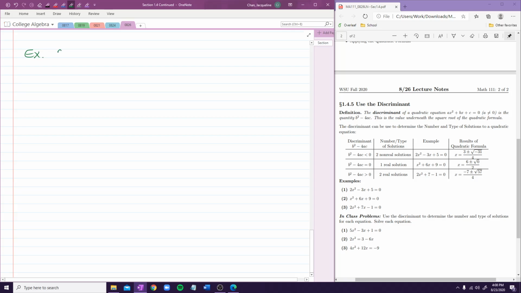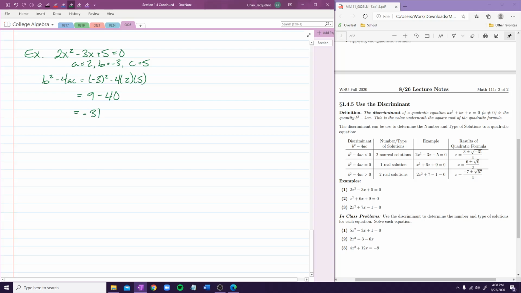For the first example, we're given 2x squared minus 3x plus 5 is equal to 0. So a is 2, b is negative 3, and c is 5. Now b squared minus 4ac is negative 3 quantity squared minus 4 times 2 times 5. Negative 3 squared gives us 9. Then negative 4 times 2 times 5 is negative 40. So 9 minus 40: 40 minus 9 is 31.